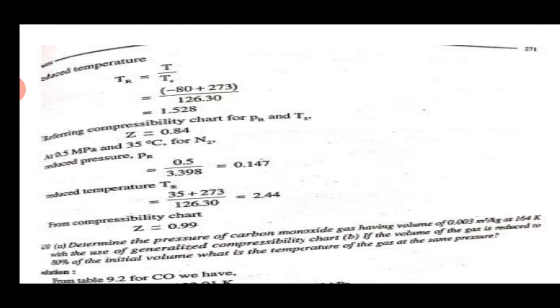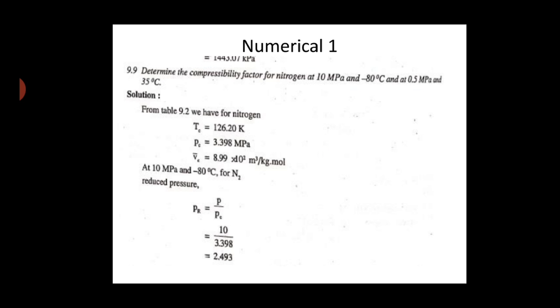Now the reduced temperature, which is T by Tc. The temperature given is minus 80 degrees centigrade, whereas the critical temperature is in Kelvin, so we convert both to Kelvin. Minus 80 plus 273 divided by the critical temperature 126.20. The reduced temperature is 1.528, and the reduced pressure is about 2.5.